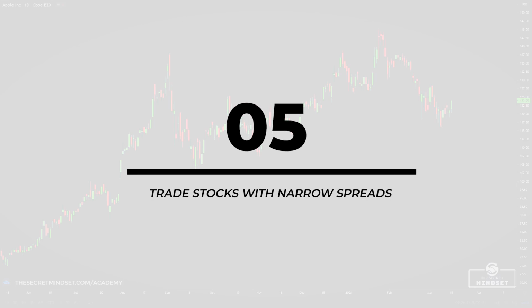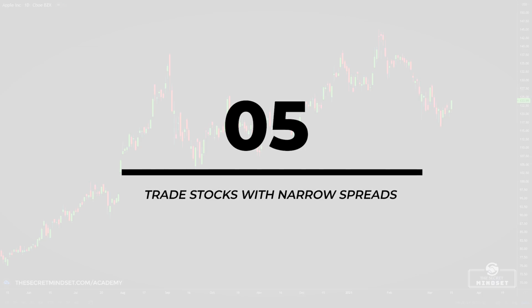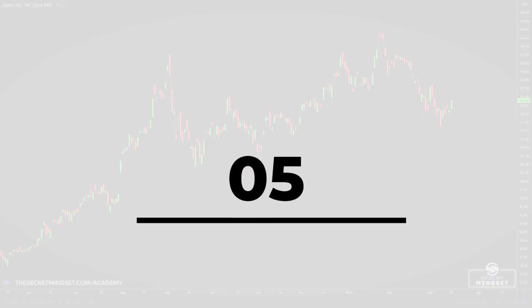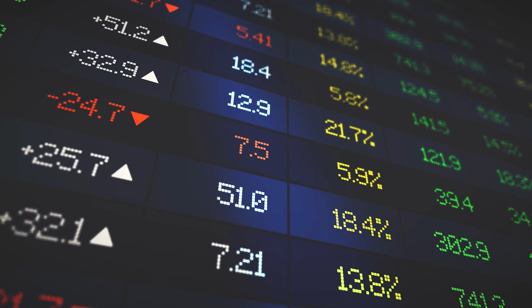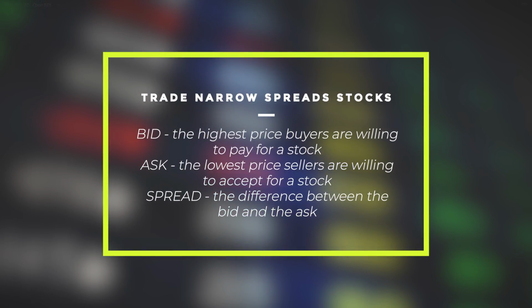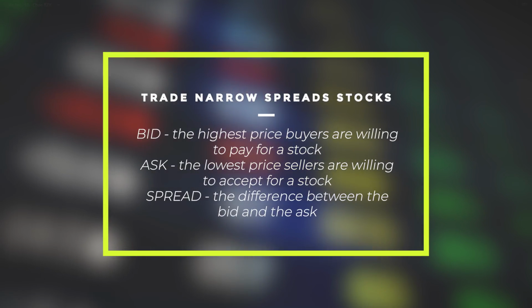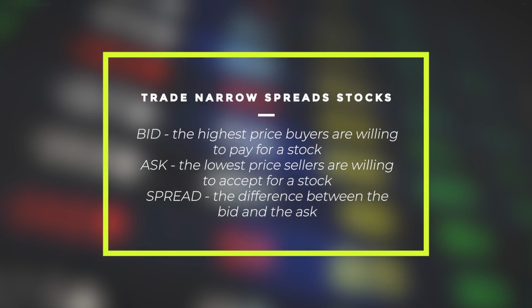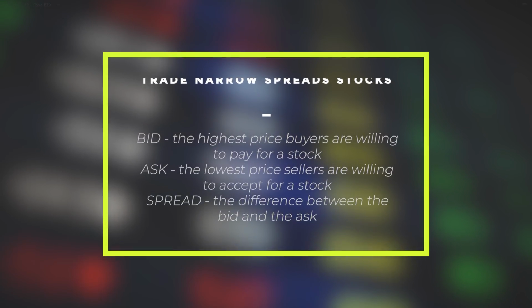Next, narrow spread stocks. Like any other marketplace, there are two sides to every trade, a buyer and a seller. A buyer submits a bid, which is the highest price they are willing to pay for a stock, while a seller submits an ask, which is the lowest price they are willing to accept.